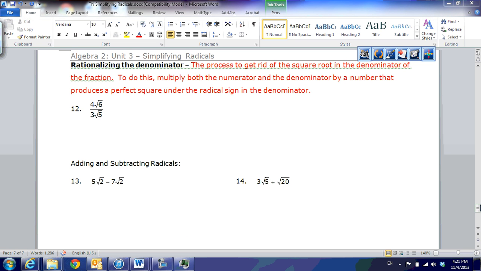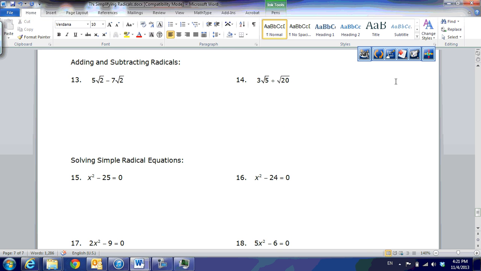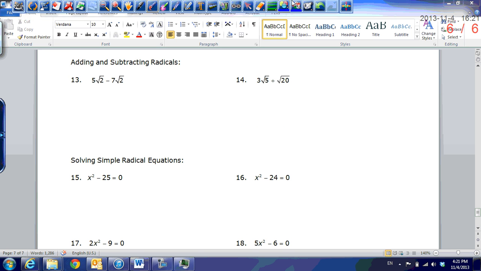The last section before we get to solving, which is super duper easy, is adding. Adding you can only do if we have the same thing. So let's think back to like 3x plus 5x. We can add that. That's 8x. But what if it was 3x plus 5y? That's just 3x plus 5y. Can't add anything.